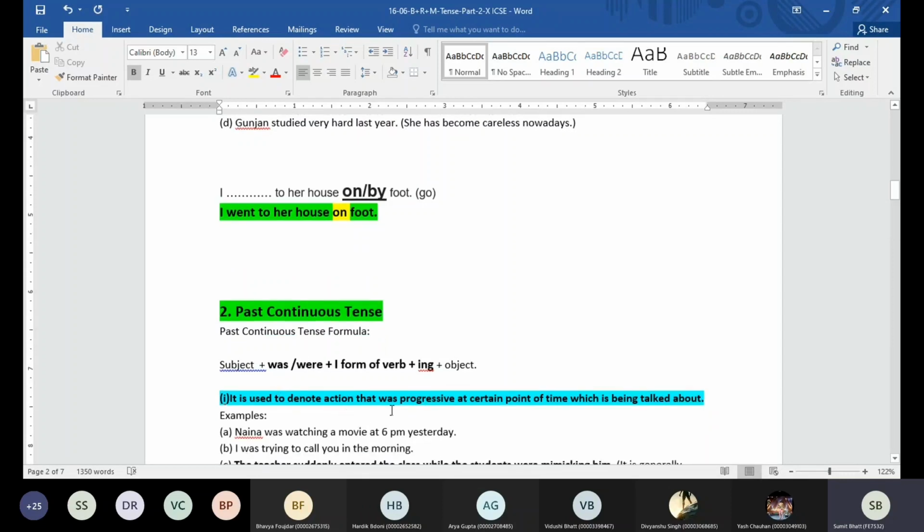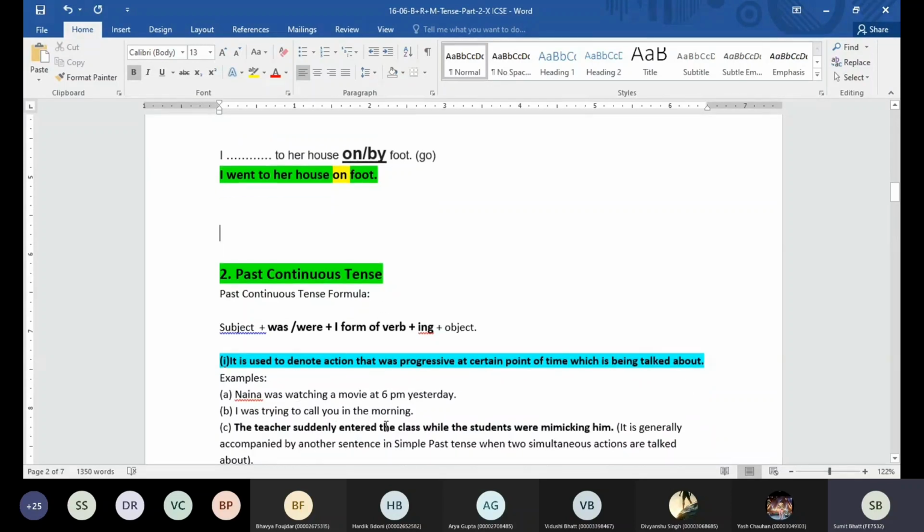It is used to denote an action that was progressive at a certain point of time which is being talked about, but in the past. Like, Nana was watching a movie at 6 p.m. yesterday. I was trying to call you in the morning. So we are referring to things which were ongoing in the past time.